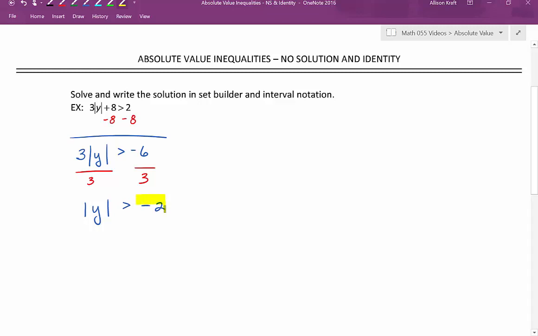For the first time, when we've isolated this absolute value part of the inequality, we have a negative number on the other side. When you have a negative number on the other side of your inequality, you don't want to actually use the property. You just want to stop and think for a moment. What is this saying? We know that absolute value is distance away from 0. So this is saying, when is the distance away from 0 more than -2?